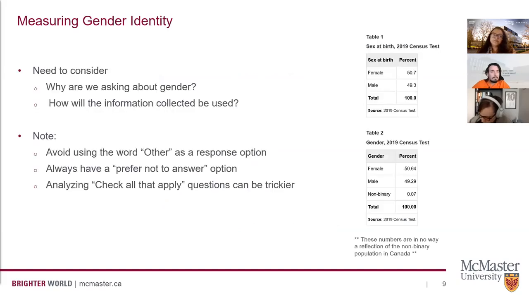So when we're measuring gender identity, we need to consider a couple of things. For example, why are we concerned about gender? Why are we asking gender questions? How important is it for your analysis? Also, we should ask ourselves, how will the information collected be used? For example, what will we do with this information?